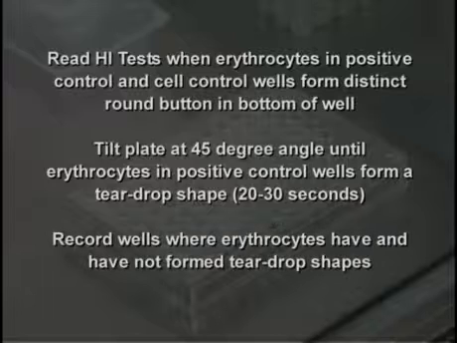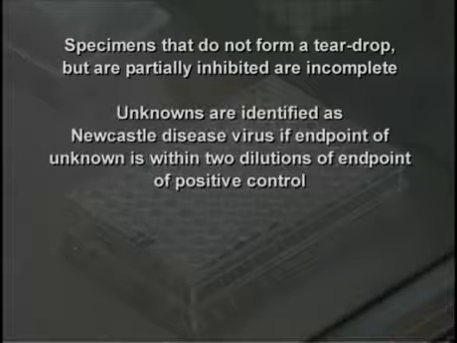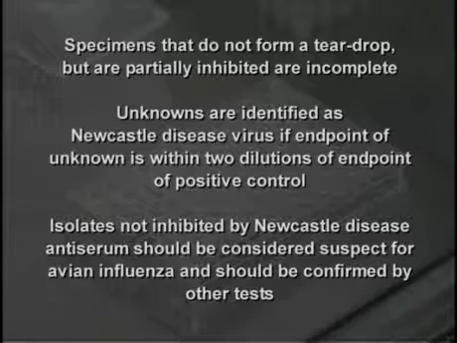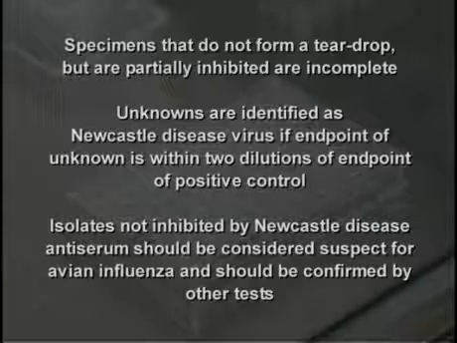Record wells where erythrocytes have formed a teardrop shape as inhibition, and wells where the erythrocytes do not teardrop as no inhibition. Specimens that do not form a teardrop but are partially inhibited are recorded as incomplete. Unknowns are identified as Newcastle disease virus if the endpoint of the unknown is within 2 dilutions of the endpoint of the positive control. Isolates not inhibited by Newcastle disease antiserum should be considered suspect for avian influenza and should be confirmed by other tests.